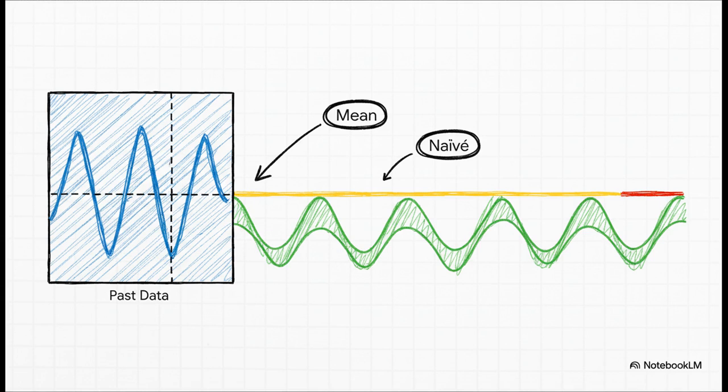The mean method just says the future will be the historical average. The naive method says tomorrow will be exactly like today. And the seasonal naive method says this December will be just like last December. Any fancy model that can't beat these isn't worth your time.